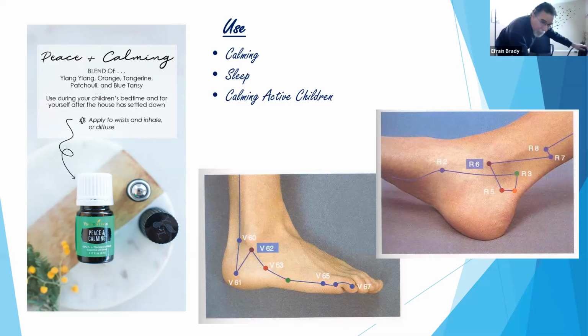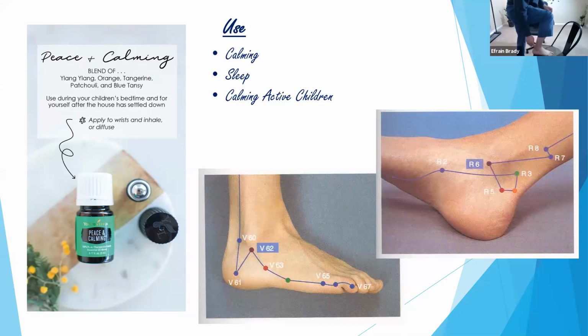The V62 is the one on the outside. Oh, we can't see, Ephraim. You cannot see? If you can tilt your camera. There we go. Okay, I have my ankle. Underneath, there is the acupoint. You can apply the oil here. And this one is the one that balances the excessive activity.